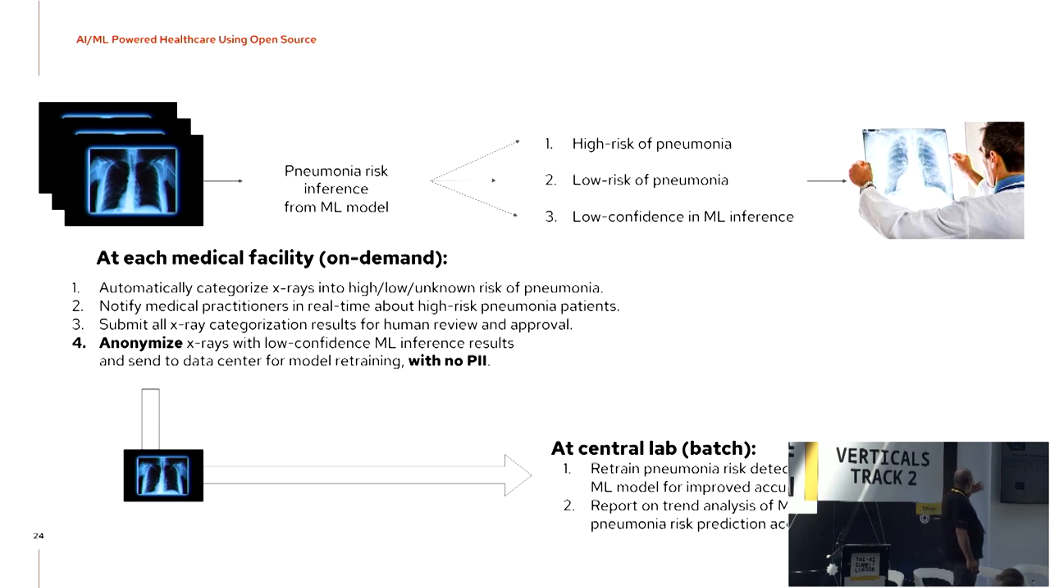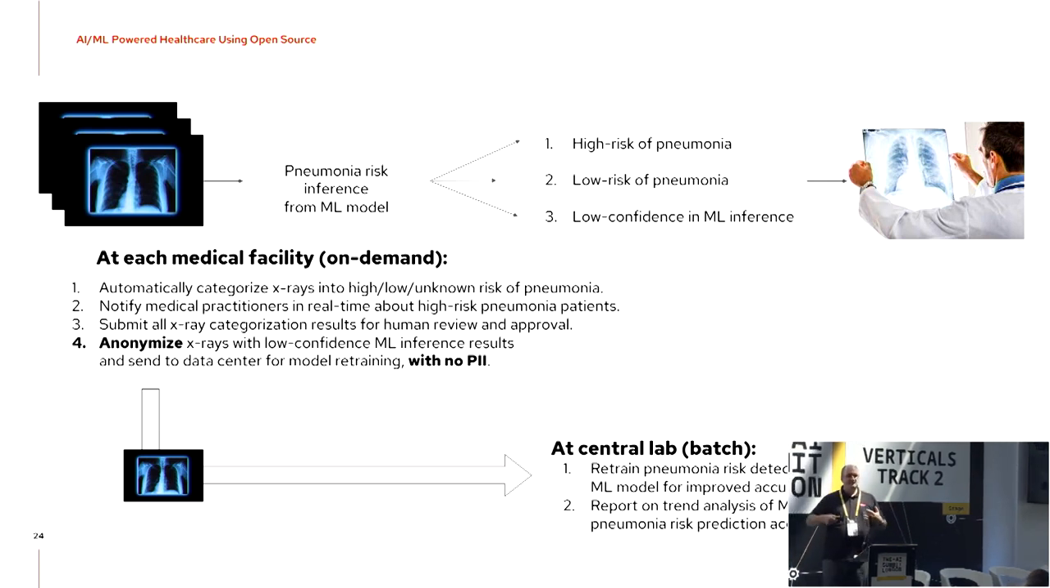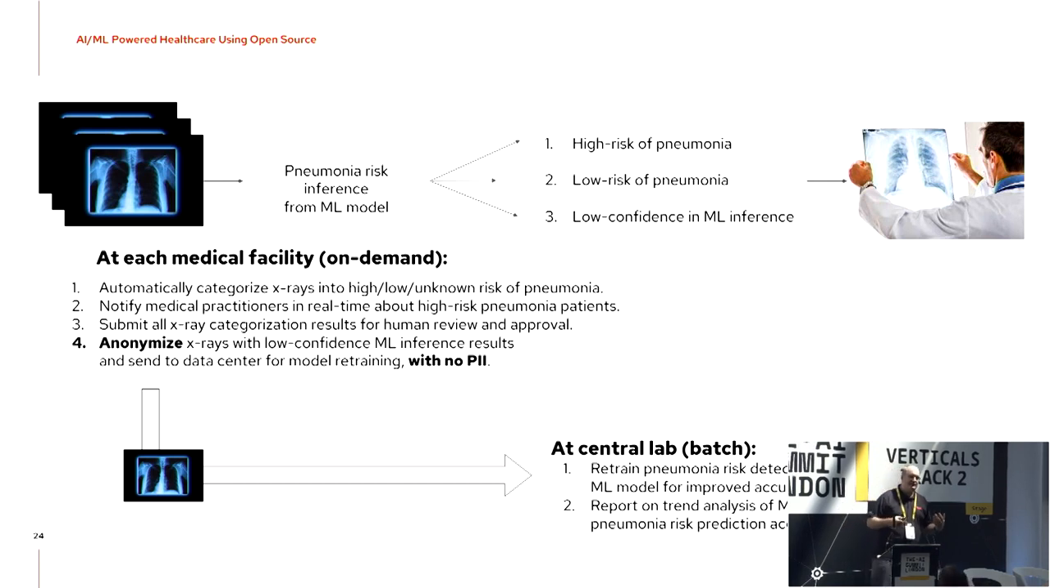You have at each medical facility a container image with a machine learning model that will automatically process the incoming image and make a risk inference of pneumonia. It will classify all those images between a high risk, low risk of pneumonia, and also a low confidence in the prediction, because of course models are not 100% accurate. That just doesn't work this way. So sometimes you have images that the model doesn't know what to do with.